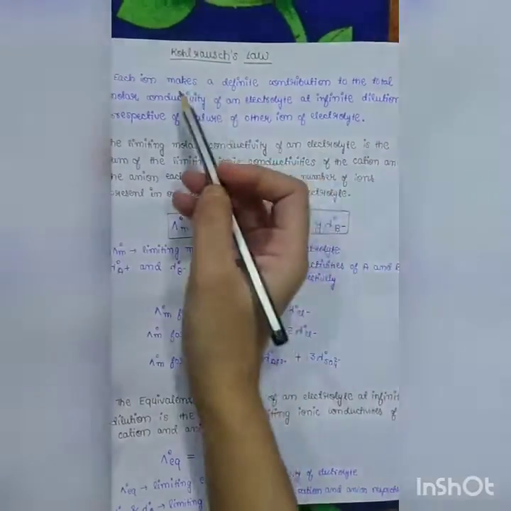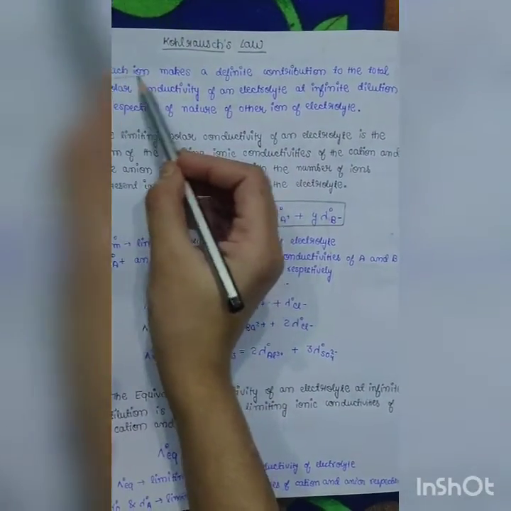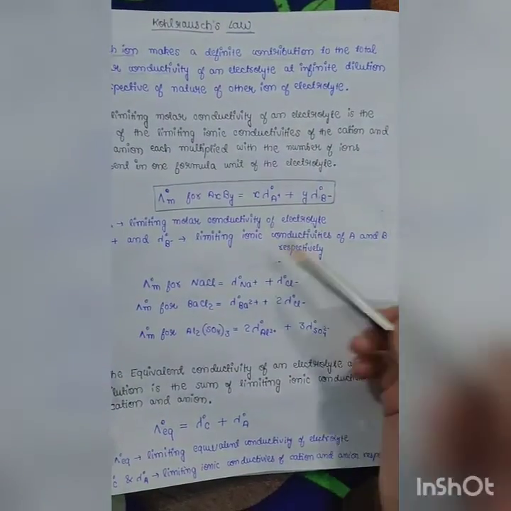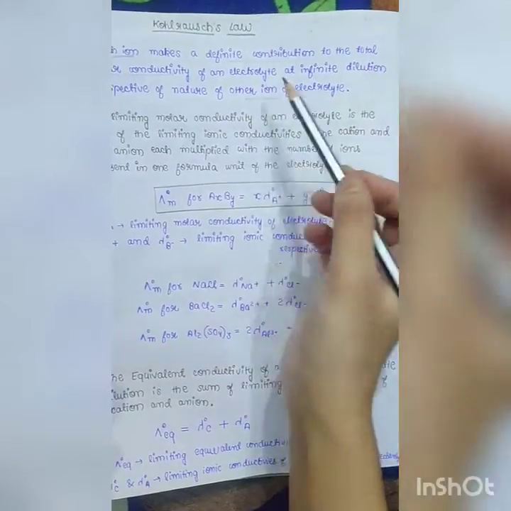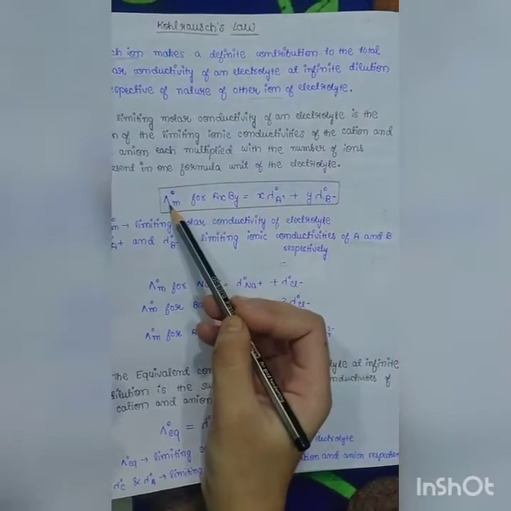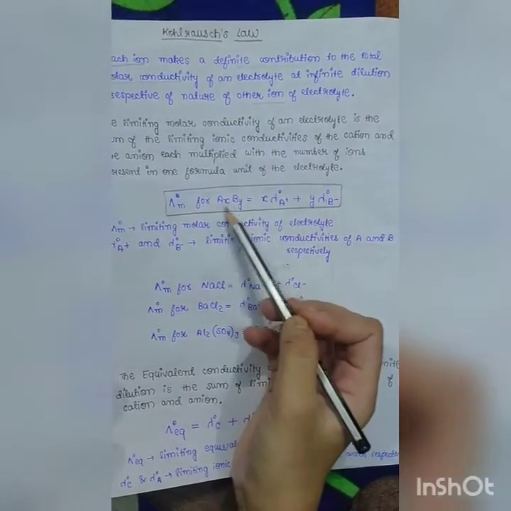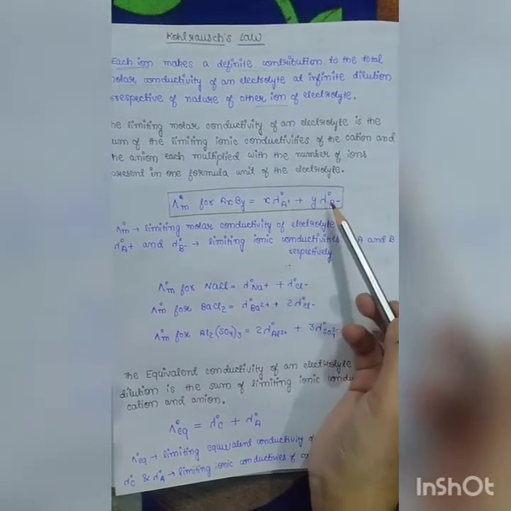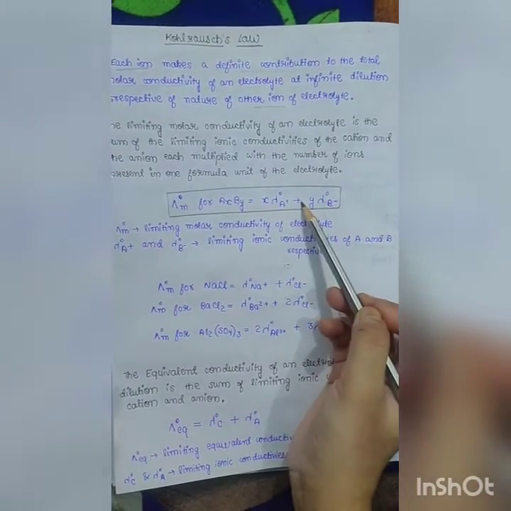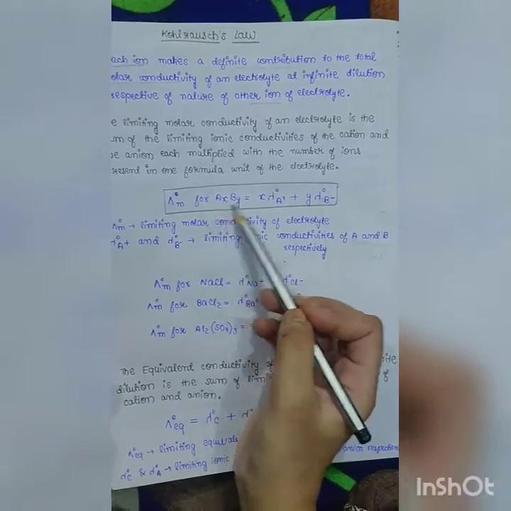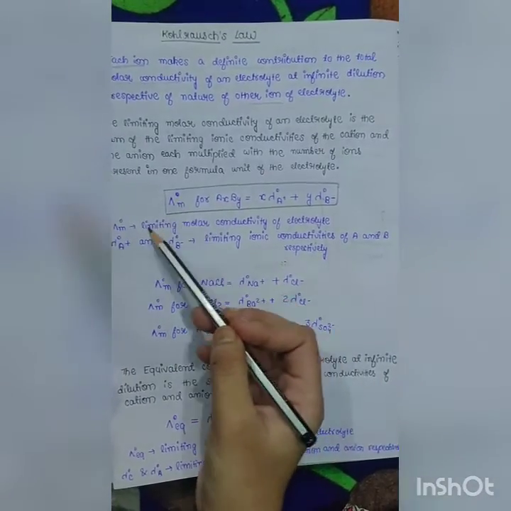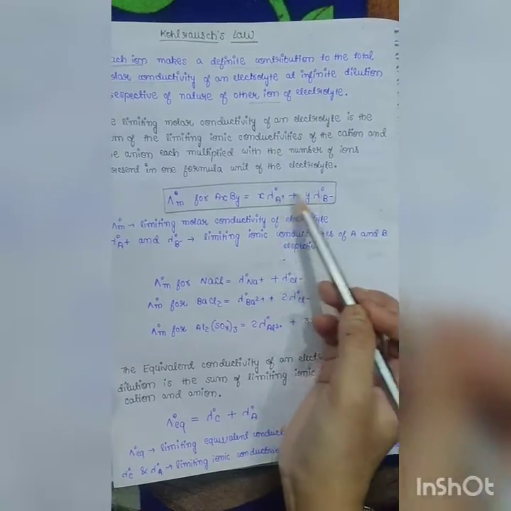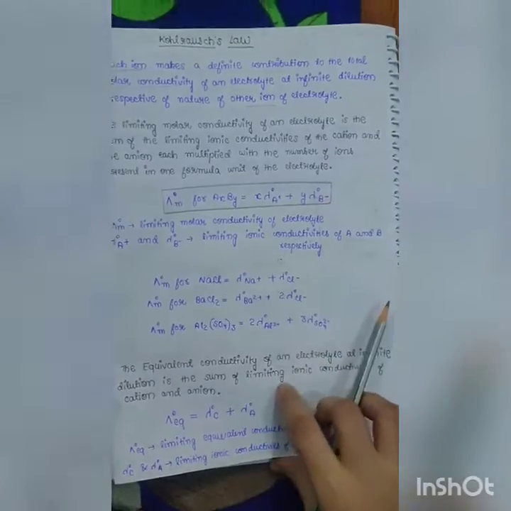So Kohlrausch states that each ion makes definite contribution to total molar conductivity and it is independent of the other ion. So the limiting molar conductivity of an electrolyte is the sum of limiting ionic conductivity of cation and anion multiplied with the number of ions present in one formula unit. So here this is limiting molar conductivity of electrolyte, these both are limiting ionic conductivity of anion and cation.